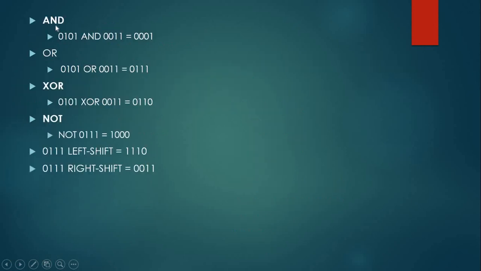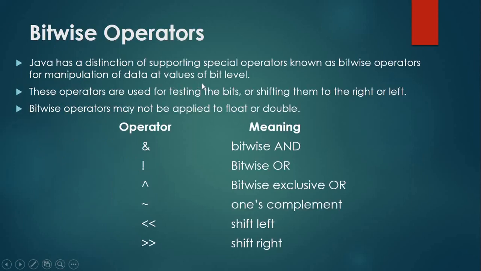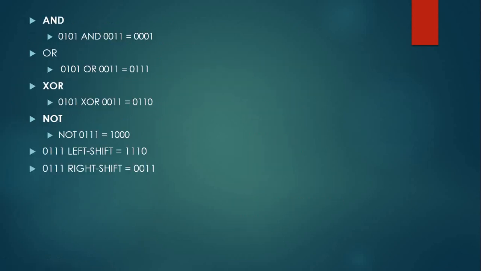For example, for AND of 0101 and 0011, the AND value of these two will be 0001. For OR of 0101 and 0011, the OR value will be 0111. For XOR the value will be 0110. For NOT the value will be 1000. If we shift left, it will be 1110. If we shift right, it will be 0011. So these are all the bit-level operators that you have already studied and learned in the DF subject.